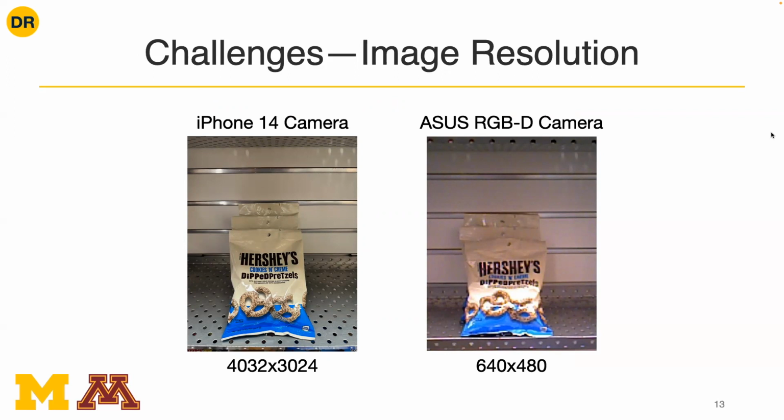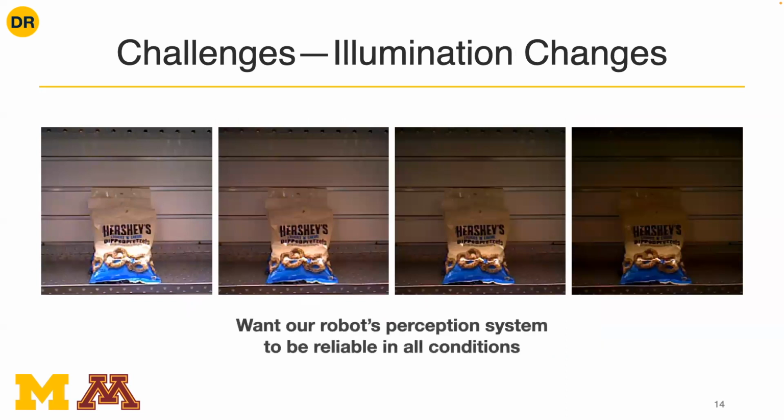And so all of these are going to result in essentially differences in the input distribution that our algorithms have to overcome. Another one, just to add even more difficulty to the mix, is illumination changes, right? So we want our robots to be able to operate in the same environments that we do. And we operate all day long, right? So we operate in bright environments, dark environments, environments that have a lot of reflection.